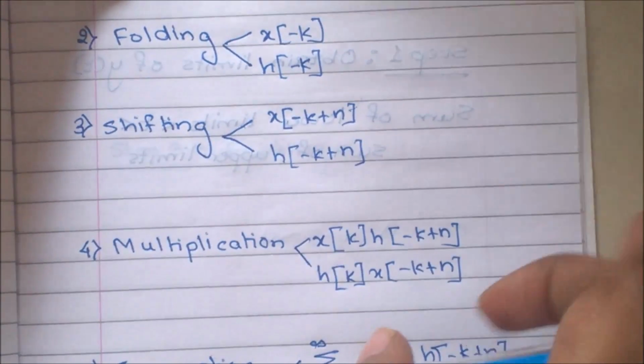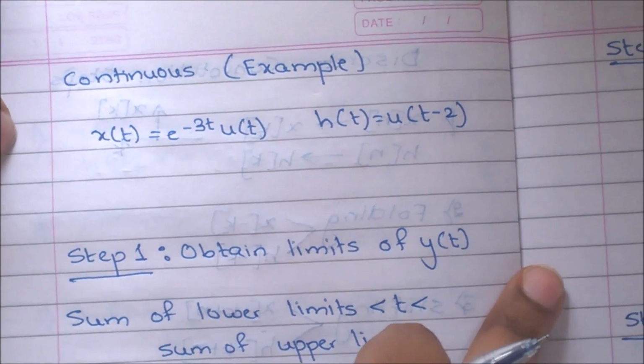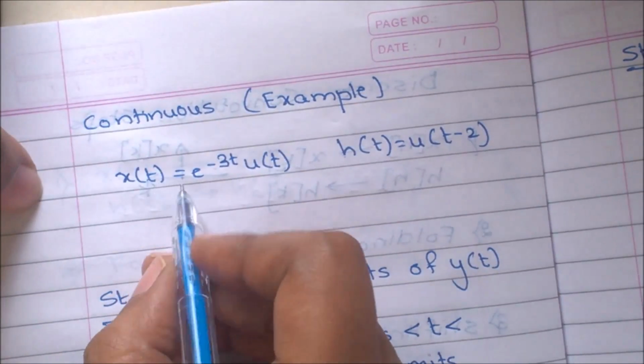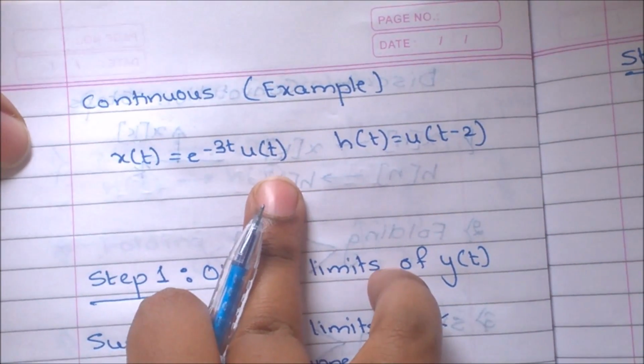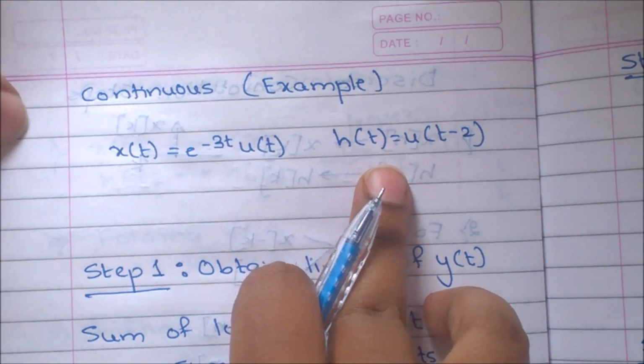Now we'll go to the example solving. First we will go for a continuous time example. Here we have taken x of t as e raised to minus 3t into u of t, and h of t is u of t minus 2.